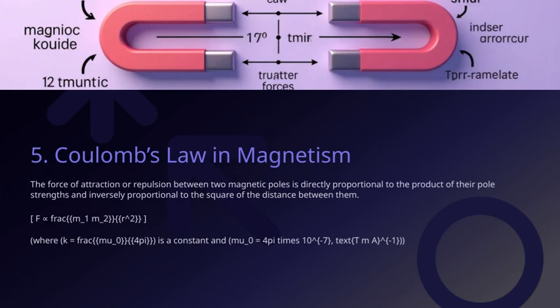At the same time, the force is inversely proportional to the square of the distance between the poles. That means as the poles get farther apart, the force diminishes quite rapidly, following the inverse square law. This relationship is quite similar to Coulomb's law for electric charges, but instead, it applies to magnetic poles. It highlights how magnetic forces behave in a predictable, mathematical way, which is fundamental to understanding magnetism in general.